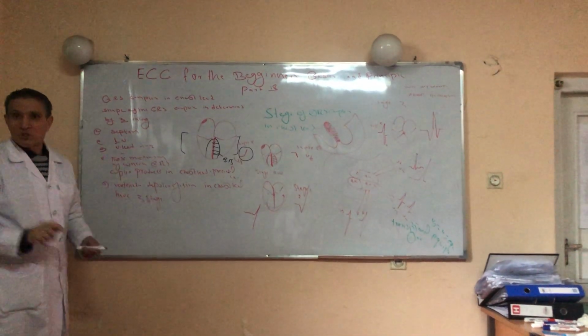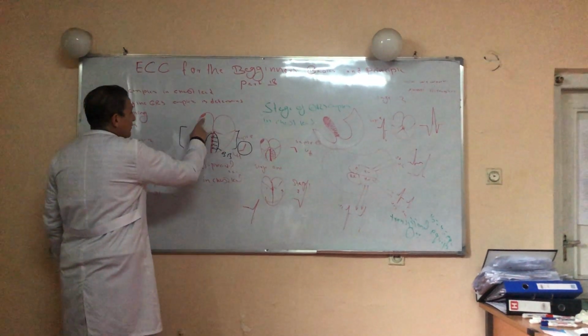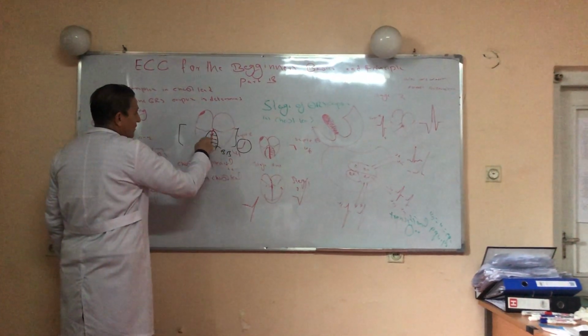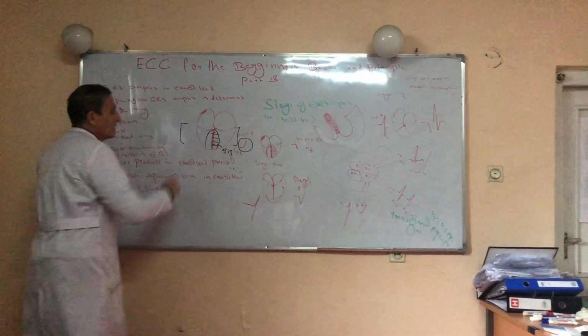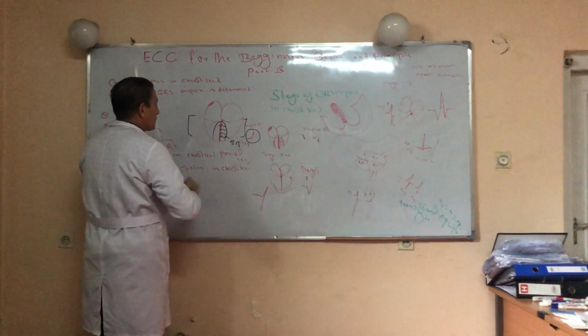Three stages. We should complete the three stages. When the electrical impulse is generated from the SA node, it comes to the AV node, from the AV node to the bundle of His, and finally goes to the left bundle branch and right bundle branch. The left bundle branch depolarizes the septum from down to up and from left to right.